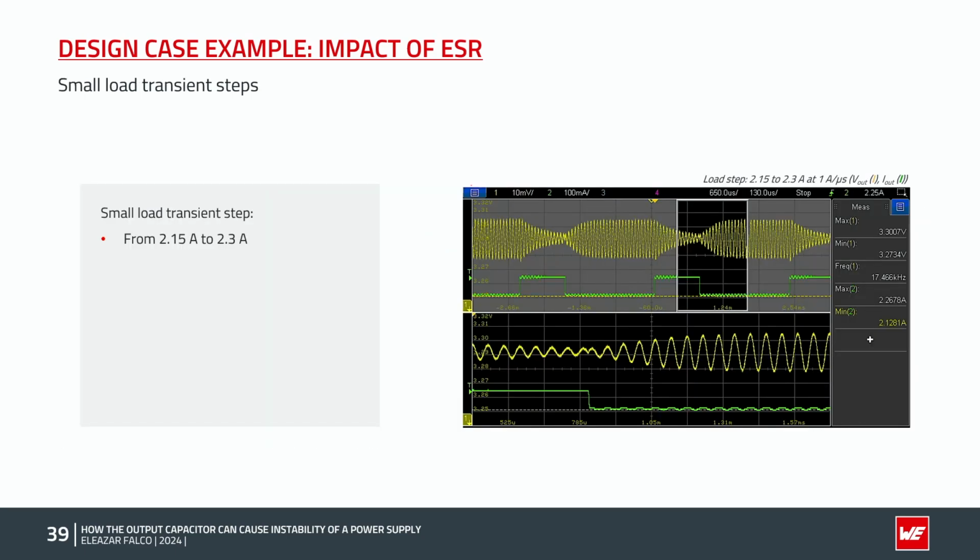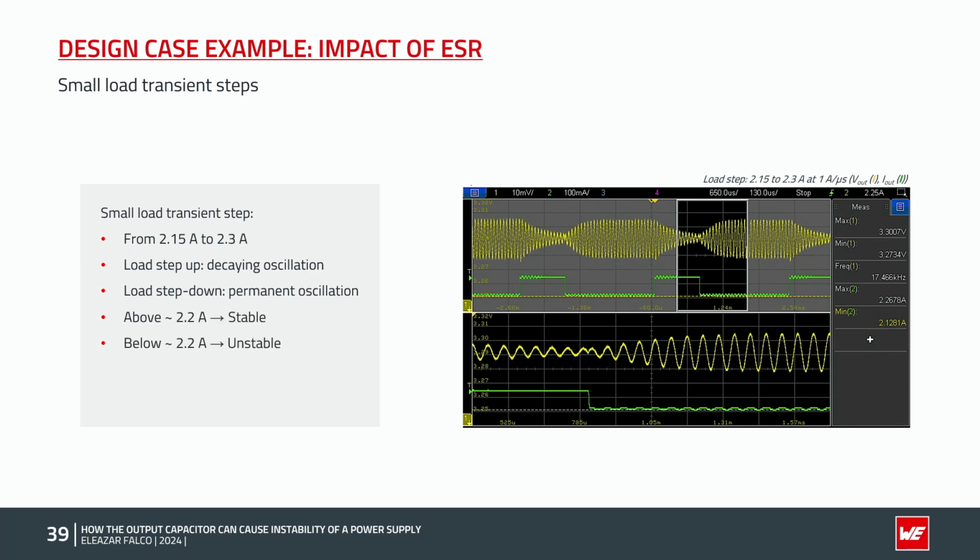Here is the result of applying small load current steps of 150 milliamps. So this is from 2.15 amp to 2.3 amp at 1 amp per microsecond. We can see that the step-up transient to 2.3 amp that we show here results in a decaying oscillation, whereas the step-down transient from 2.3 to 2.15 amp results in a permanent oscillation, and this is actually what we are zooming in here, the step-down transient.